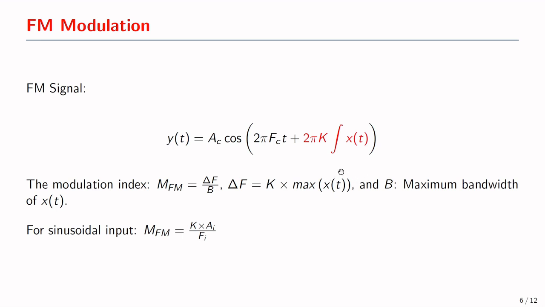And in the special case when the input signal is a pure sinusoid, the modulation index will be as follows. The maximum input frequency will be the frequency of the sinusoid, and the maximum frequency deviation will simply be the parameter k times the amplitude of the input signal.